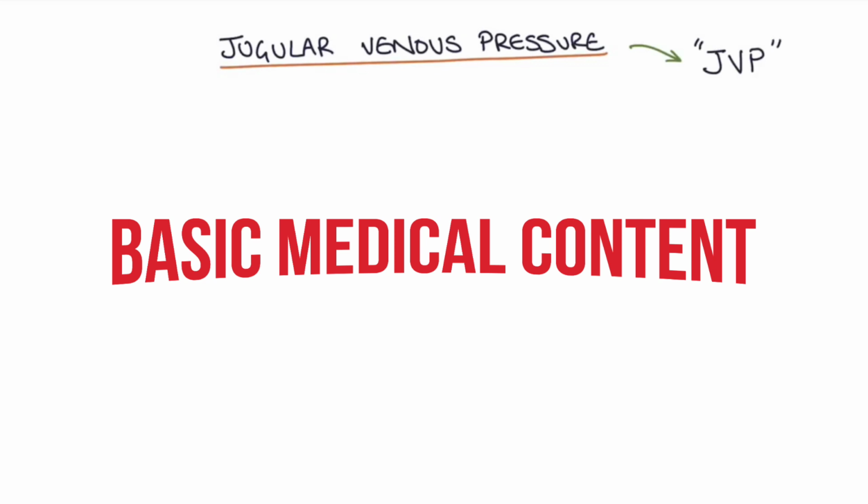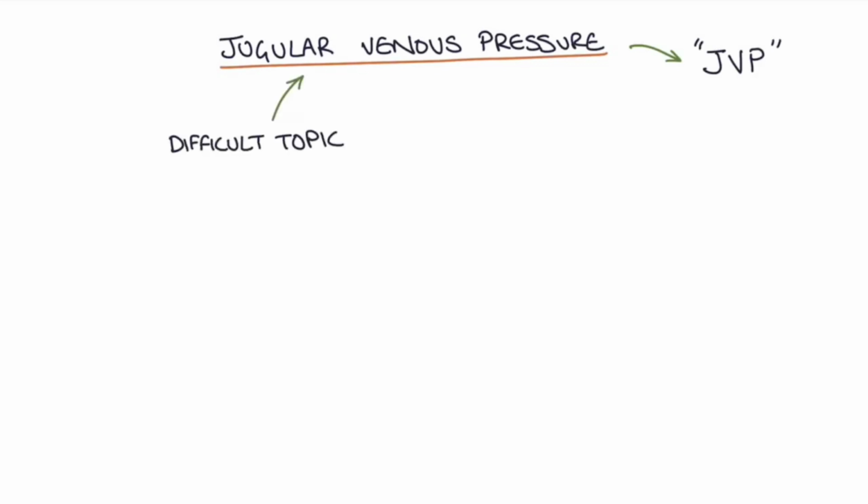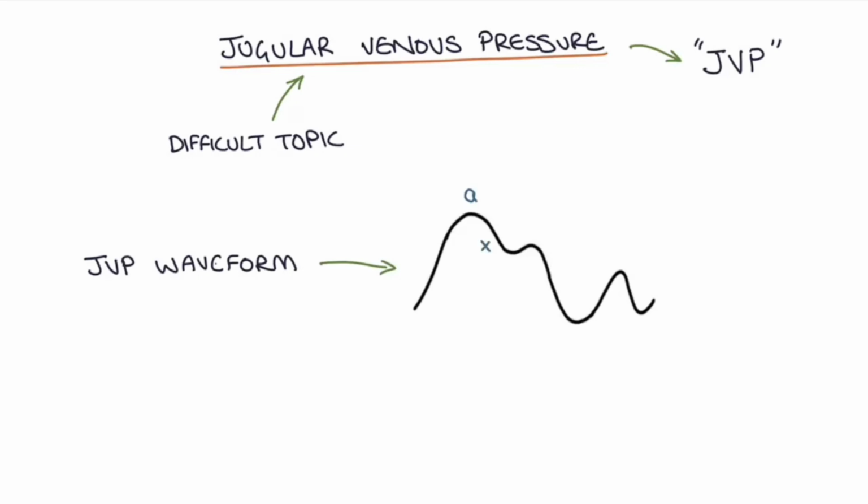In this video, I want to talk about assessing the jugular venous pressure, or JVP. And this is quite a difficult topic, so my aim here is to really take it slow and explain simply so that you can really follow along each part of the JVP waveform and what you're seeing.